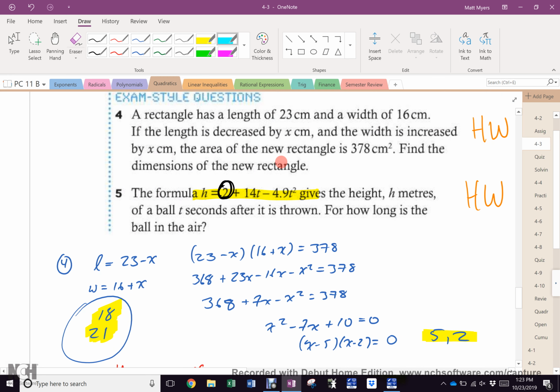Same exact question here. The rectangle was 23 and 16, right?